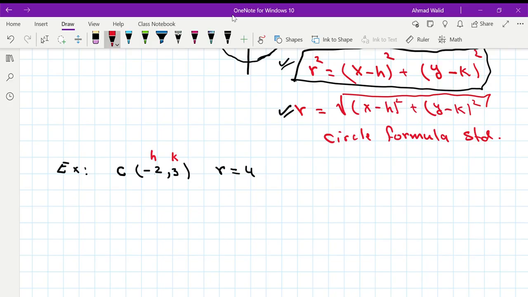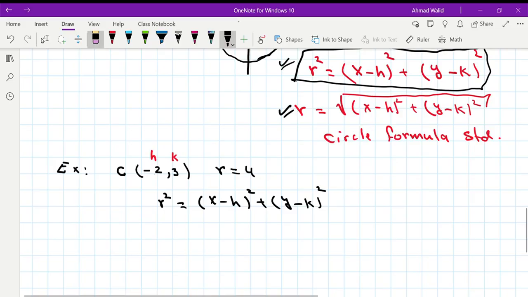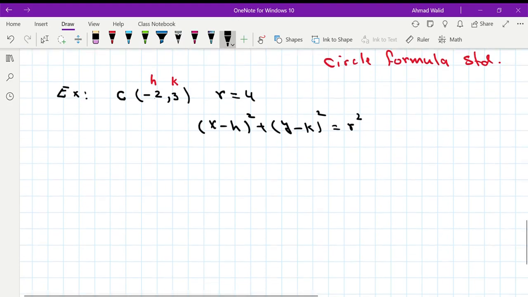Is this difficult to write the equation for the circle? No, just plug in the formula. My formula is r squared equals x minus h squared plus y minus k squared. Correct? I like to move this equal sign and r squared to the right side, equals r squared. I like it this way. Okay, this is the equation of the circle, the formula.